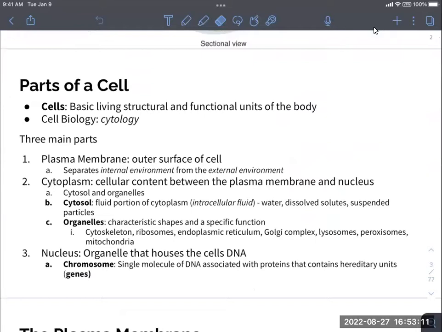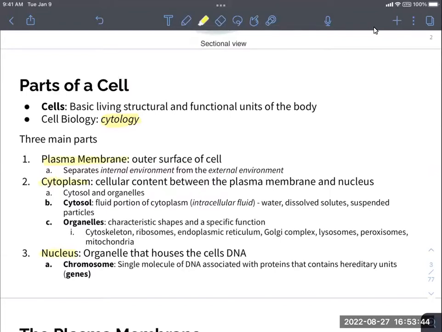But first, what is a cell? Cells are the basic living structural and functional units of the body. When we study cells, it's known as cell biology or cytology. All cells have three main parts. They have a plasma membrane, they have cytoplasm, and then they have a nucleus.